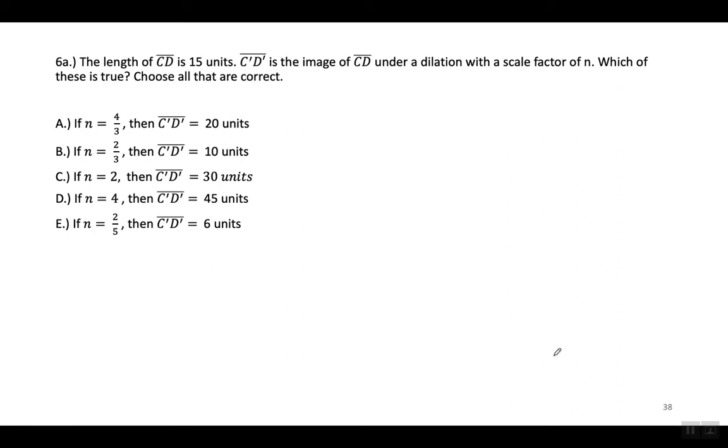All right, so look, this is how you would do this one. If this is the pre-image, you have to check if I multiply it times this scale factor, will I get this number? In other words, if I multiply 15 times a scale factor of 4/3, do I get the answer that it says here, 20? That's how you would check this. There may be more than one correct answer.